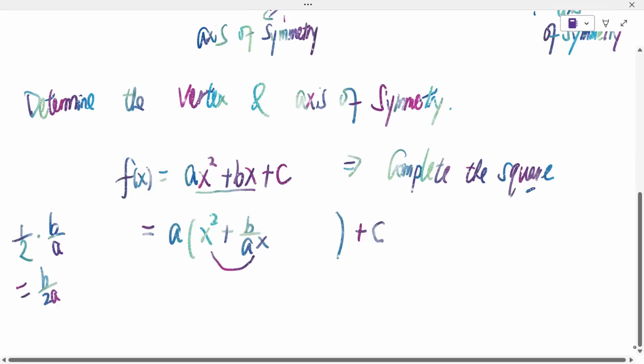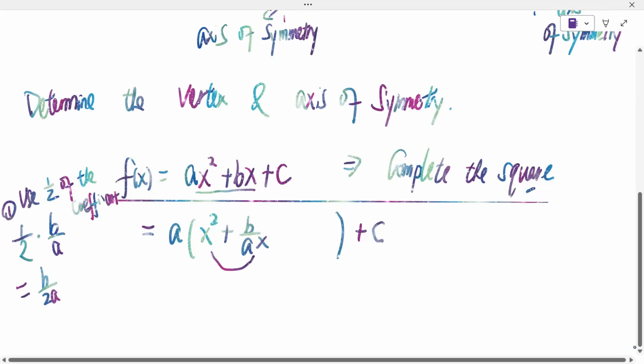So this is step number one, right? Use half of the coefficient in front of x. Okay, now we get b over 2a. And second, square the result from step one. That means we just square b over 2a.